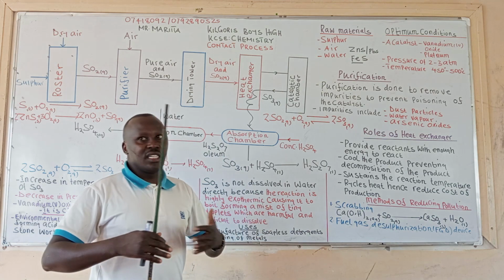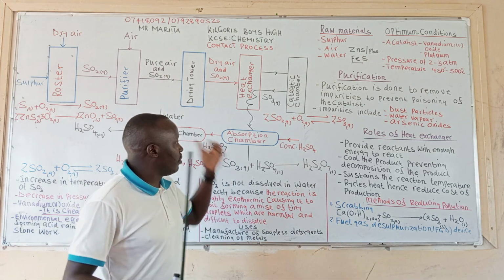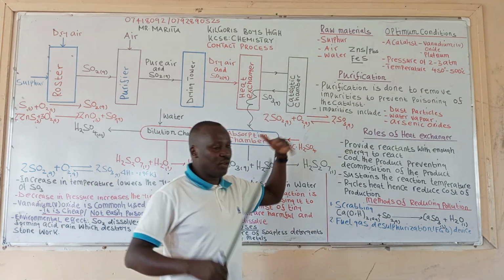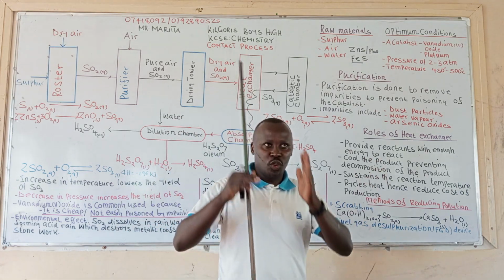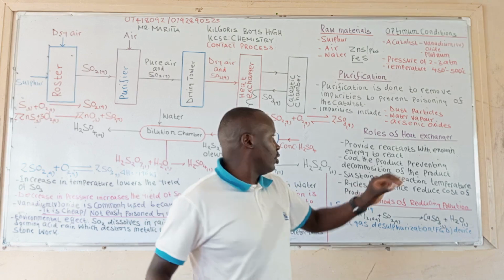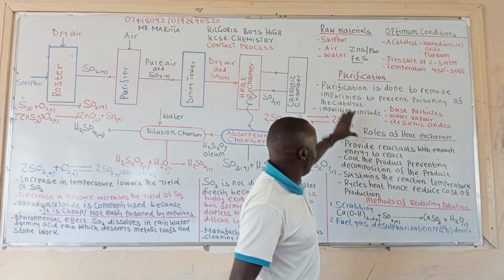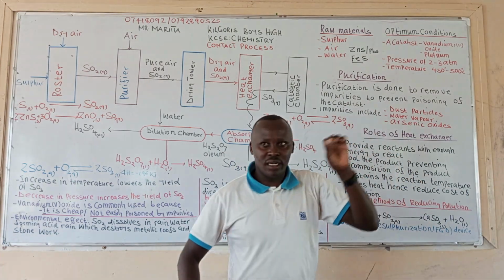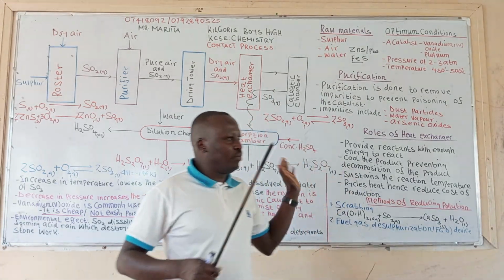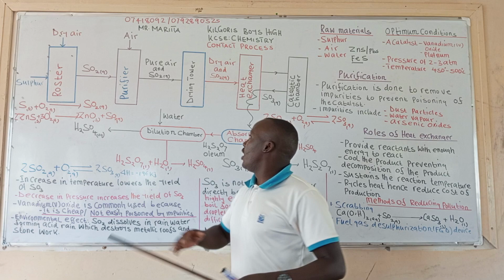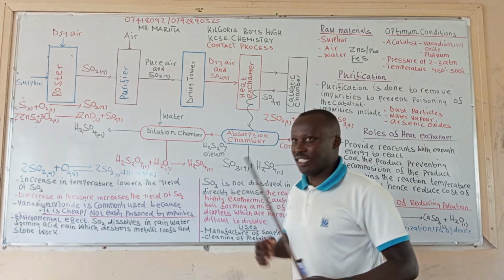So in the case a learner is required to name some impurities which are removed in the purification chamber, you just mention the dust particles, you mention water vapor, or you can mention the arsenic oxide. These are some of the impurities which are removed in the purification chamber. Otherwise, if the impurities cannot be removed, they will just poison the catalyst.